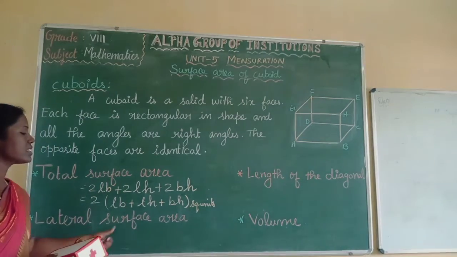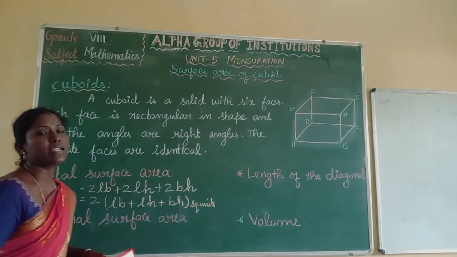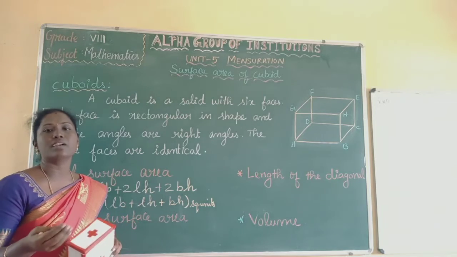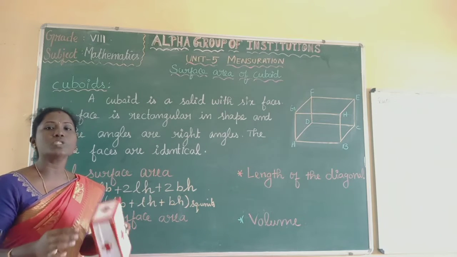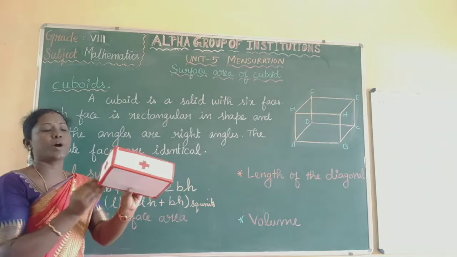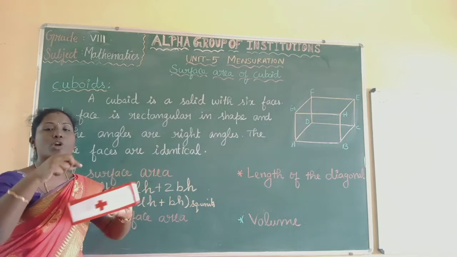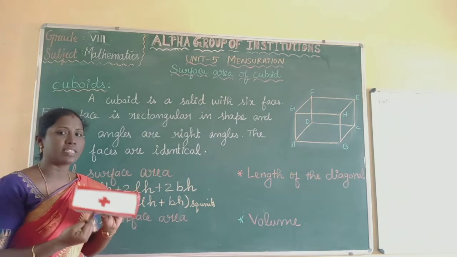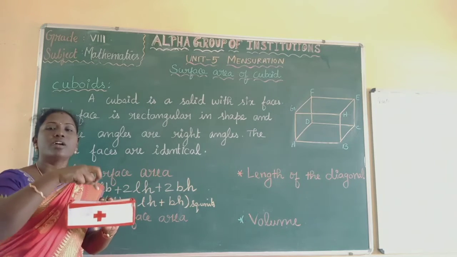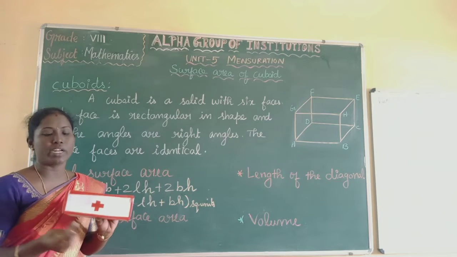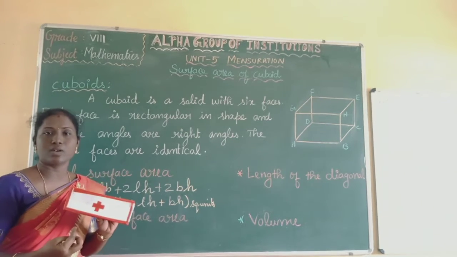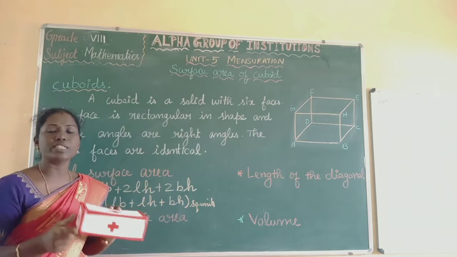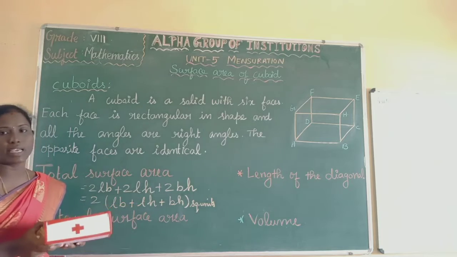Now, come to the lateral surface area of the cuboid. What is the lateral surface area of the cuboid? Lateral surface area, in other words, we can say it is a curved surface area. It includes only the surrounding part. It will not include the area of the top and bottom of the cuboid. It will include only the other 4 faces. So see, 1, 2, 3, 4. Only these 4 faces are included in the lateral surface area.